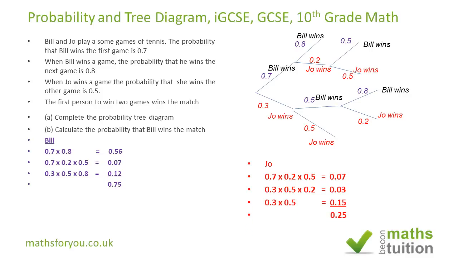Now if you add all these, you should get 0.25, and if you add 0.7 to 0.25, you get 1, as we expect. I hope all that made some sense, and thank you for watching.